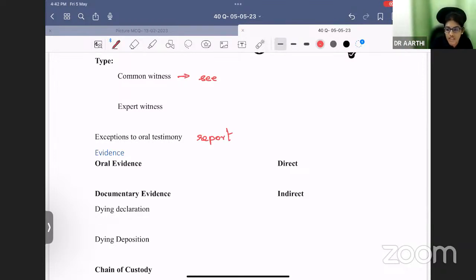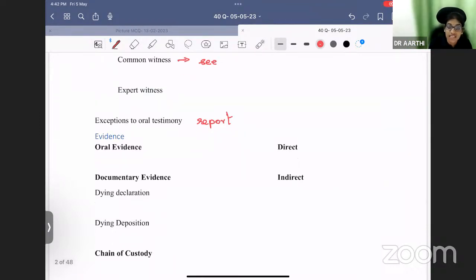Any mint officials, those who work in the money making process in the country, need not go for oral testimony. But the court can still, if they have a doubt, say, no, you come back. Okay, so that is witnesses.